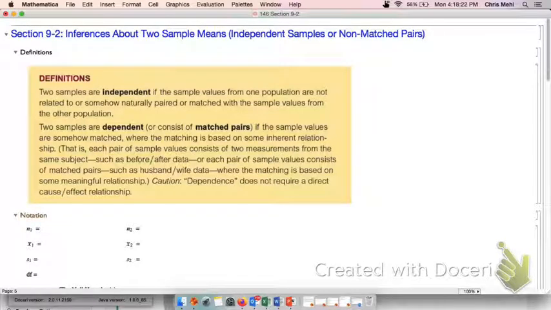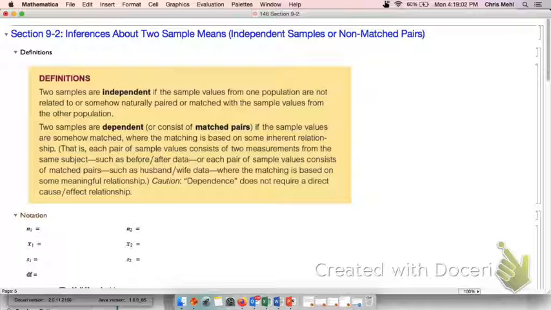Alright, hi everybody. I'm going to be going through section 9.2 in this video. This is about making inferences about two sample means, and this is going to be for what is called independent samples or non-matched pairs. When I'm talking about inferences about two sample means, it means we're using two different populations, and we're going to take two samples with their means and standard deviations, and we're going to use that sample data to make inferences about the difference in the two population means.